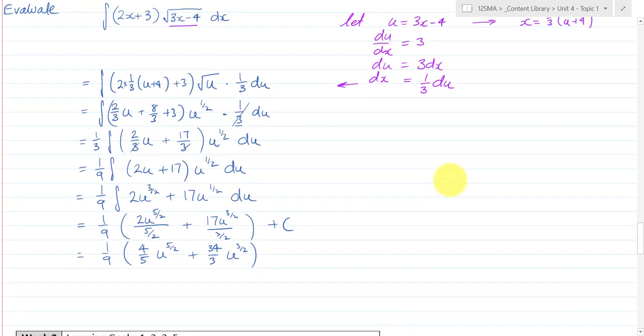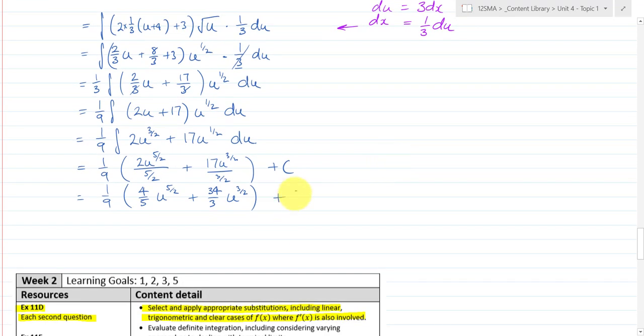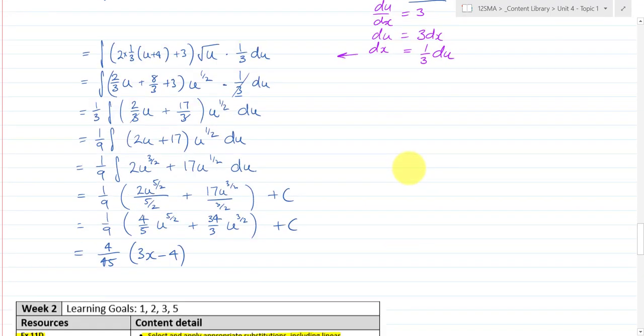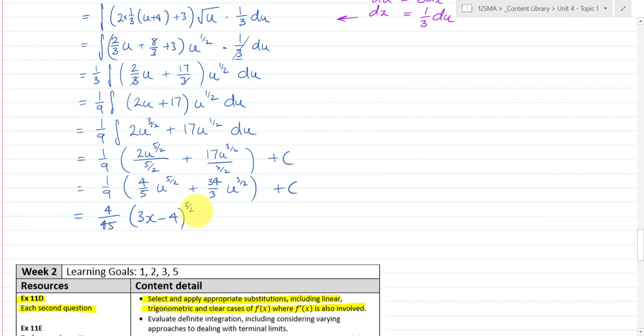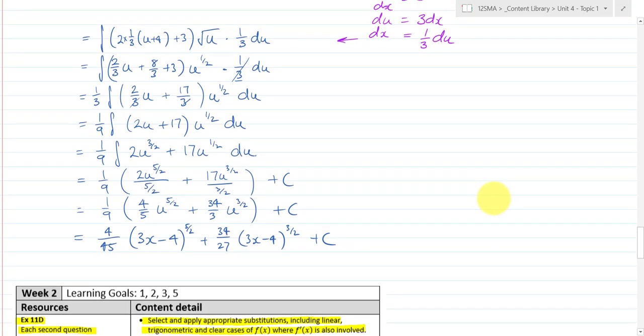Now all in one go I'm going to substitute u back out for what it's equal to and expand that 1/9 in, and I get 4/5 becomes 4/45 u, which is 3x minus 4, I believe. Yep. To the power of 5 over 2, plus 34 over 27, 3x minus 4 to the power of 3 over 2, plus c.